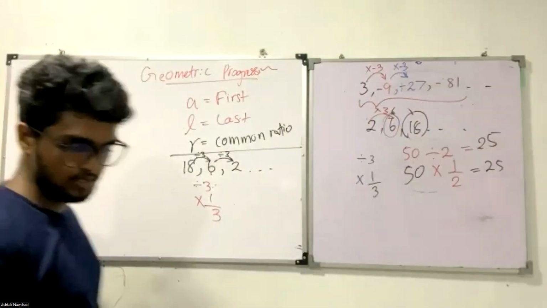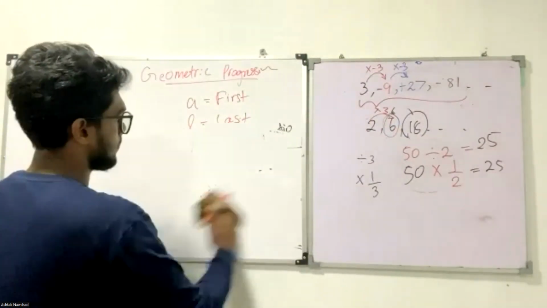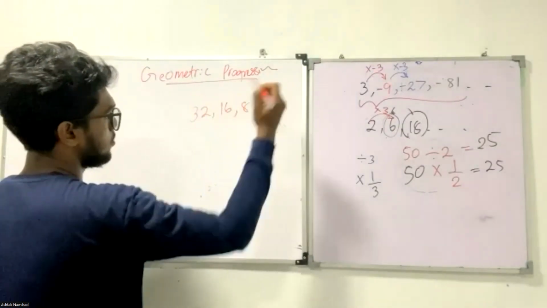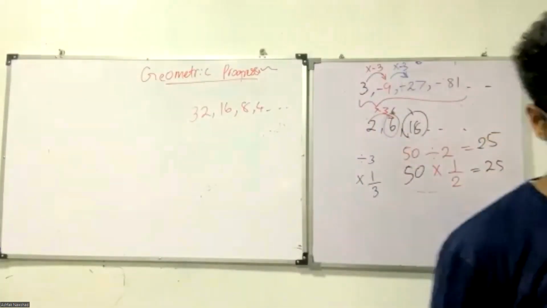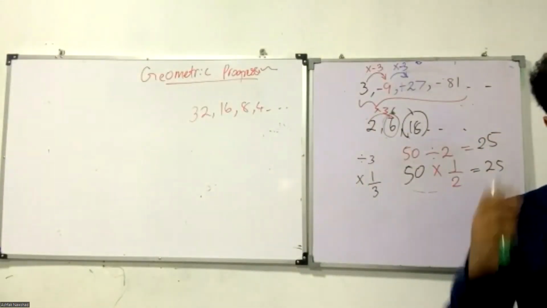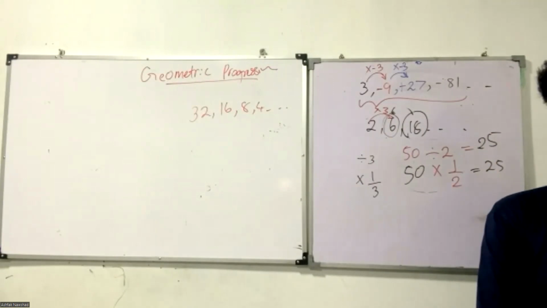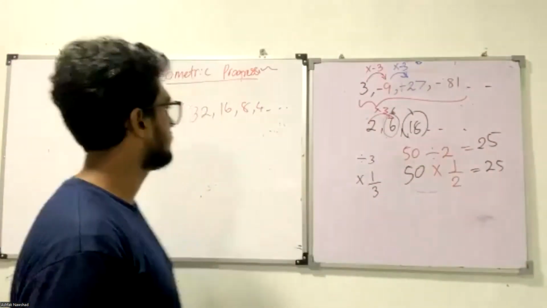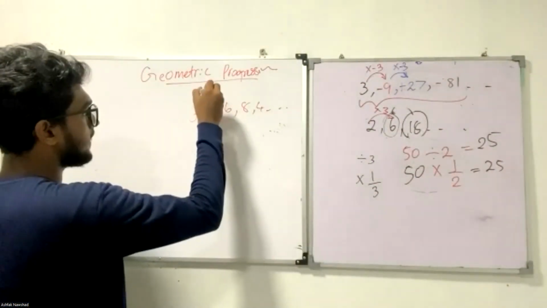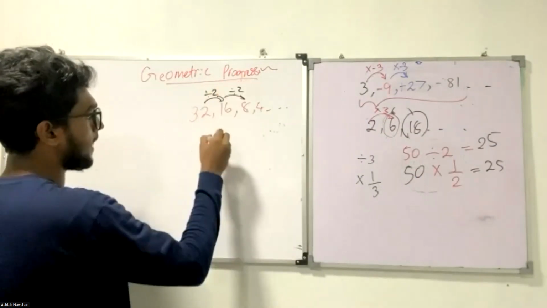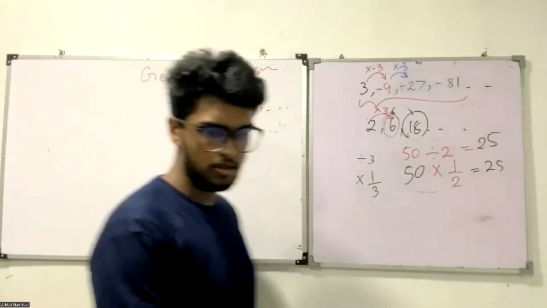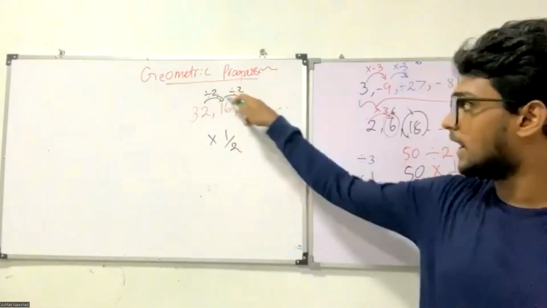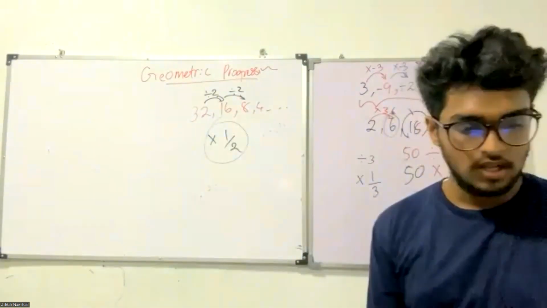Here let's see another example. Say 32, 16, 8, 4. What's the common ratio? Half, exactly. These are getting divided by 2, which means they are getting multiplied by whom? Multiplied by half. Is this understood? These are getting divided by 2, which means they are getting multiplied by half.